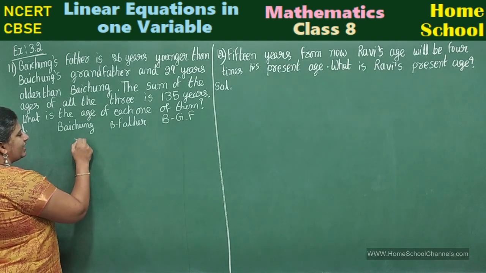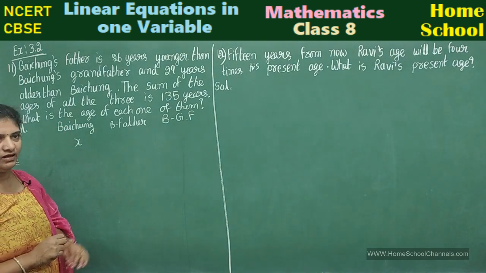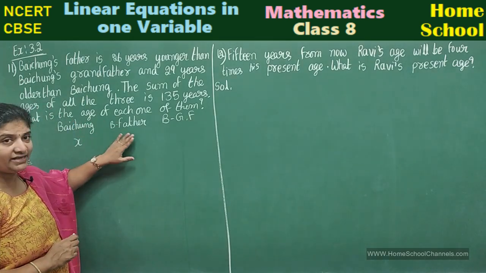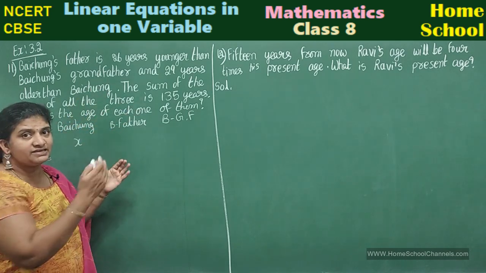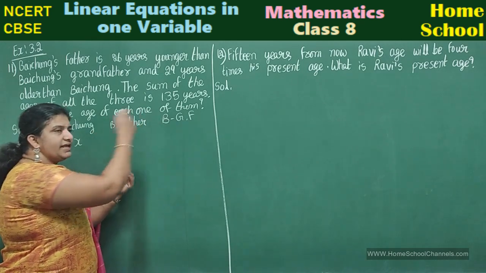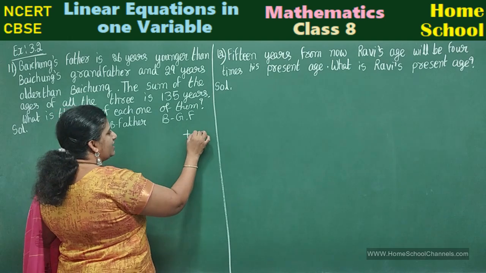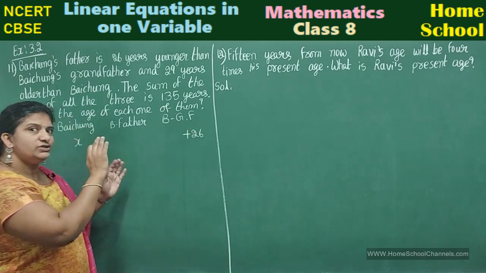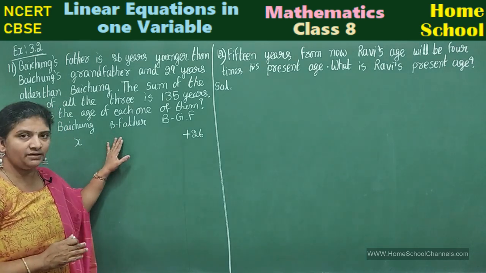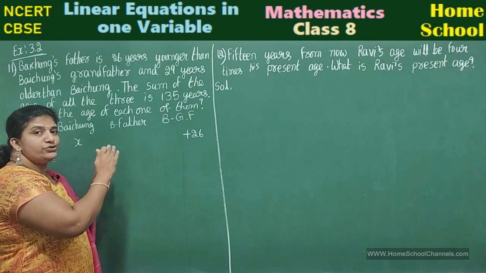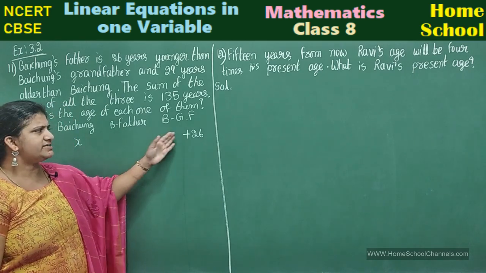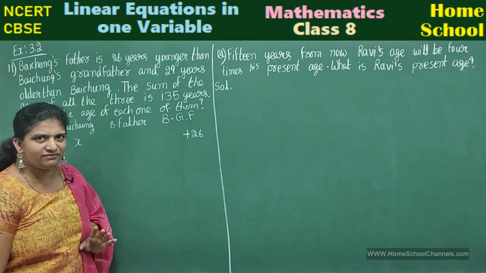Suppose let me assume any one of the ages. Let me assume Bai Cheng's age is X. We are talking here about Bai Cheng's father. Bai Cheng's father age is 26 years younger. He is 26 years younger than Bai Cheng's grandfather. That means grandfather is 26 more than Bai Cheng's father. Okay, but I am saying Bai Cheng's father is 26 years younger than Bai Cheng's grandfather. So let us take plus 26 age for Bai Cheng's grandfather.